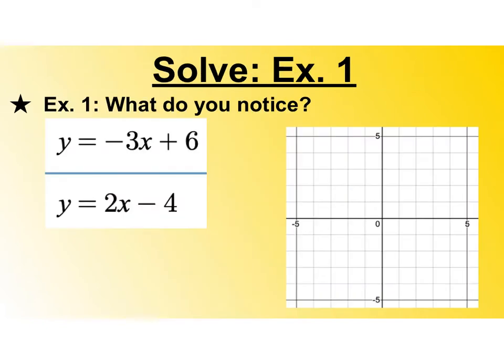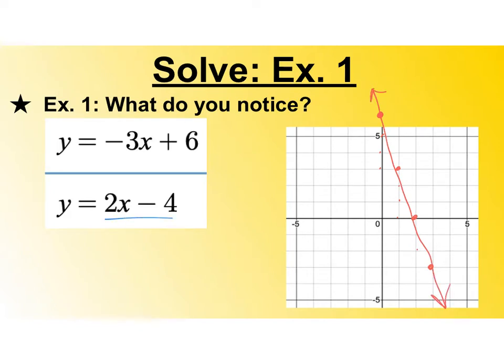So let's take a look at example 1. Here we have 2 equations. And what else do you notice? Well, I notice that they're both in slope-intercept form, so I'm going to go ahead and graph it. I'm going to graph the first one by going up to 6 and down 3, 1, 2, 3 to the right 1. And I have that line, and that is my red line.